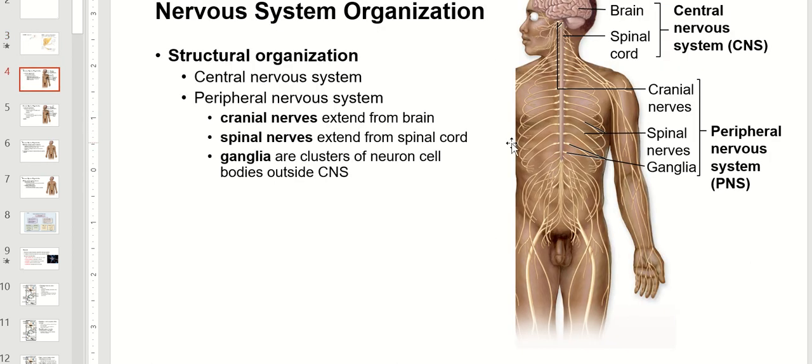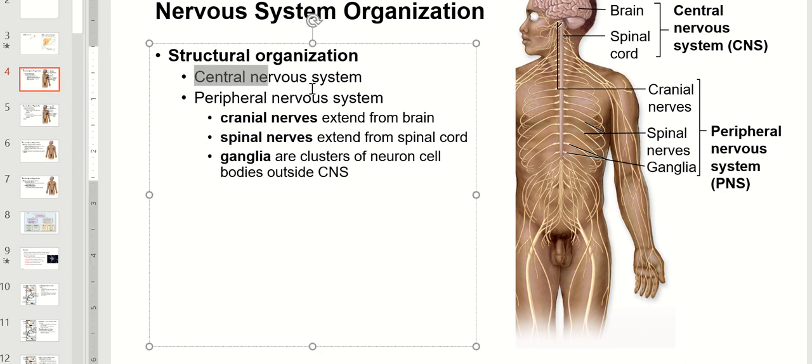Now, the nervous system as a whole is divided into the central nervous system, which is made up of the brain and the spinal cord, and then the peripheral nervous system, which is made up of all the nerves that extend out from the brain and the spinal cord. So just this part, the spinal cord, and just this part, the brain, that's the central nervous system. And then everything else that extends out from that, all of this other stuff, that is all the peripheral nervous system.